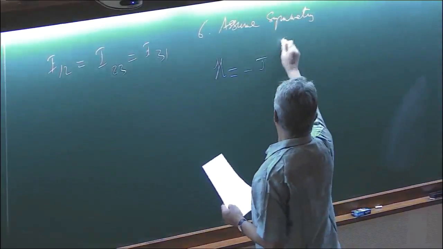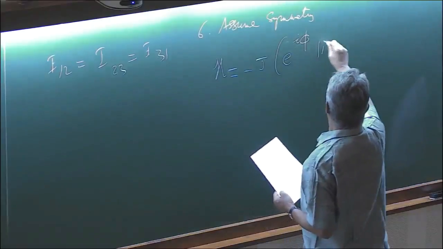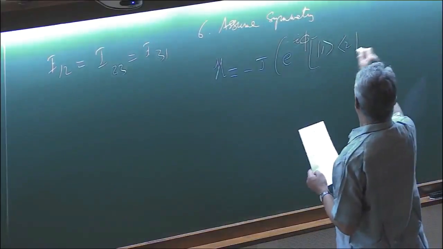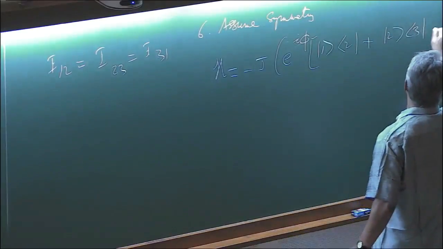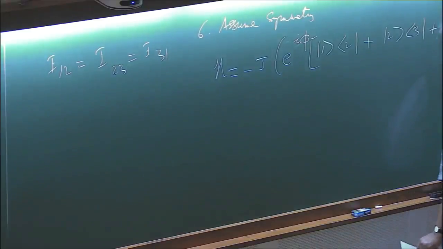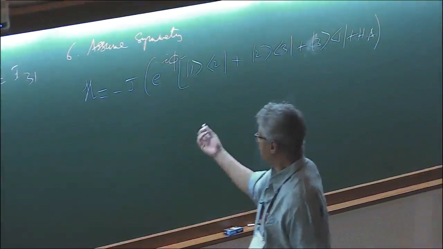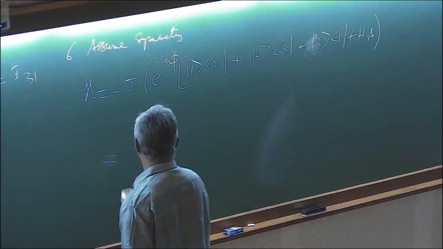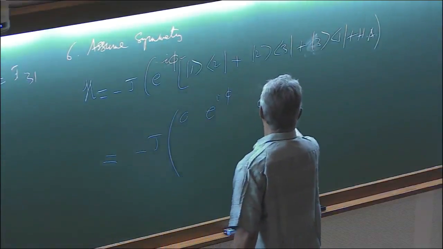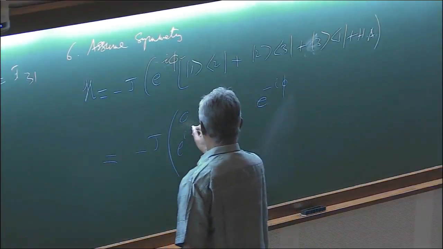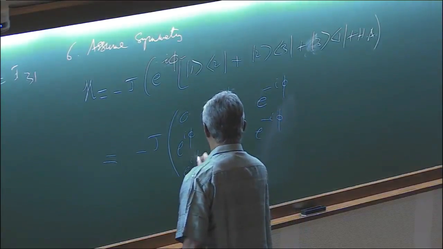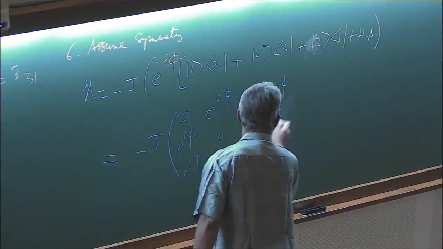Okay. So minus J e to the i phi plus the Hermitian adjoint. Now, just write down its matrix form in this dot representation. This will turn out to be simply 0, e to the i phi, e to the minus i phi; e to the i phi, 0, e to the minus i phi; e to the i phi, e to the minus i phi, 0. It is a 3 by 3 matrix.